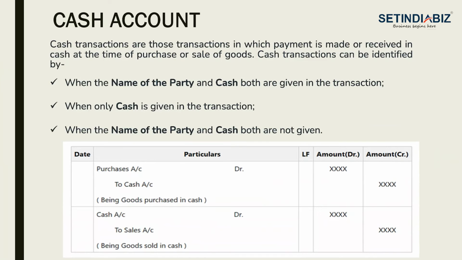So make a simple rule. Whenever cash is going out, it is to cash. It is being credited, right? And whenever cash is coming in, whether in the form of income, sales, or rent being received, it will be cash account debited to rent account, right? So whenever cash is coming, cash account debited. Whenever cash is going, it is to cash. This is the simple rule of cash account.